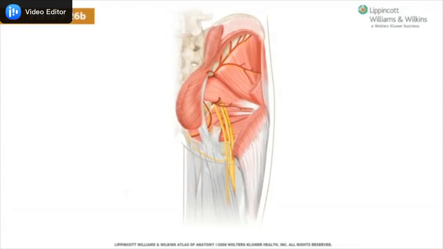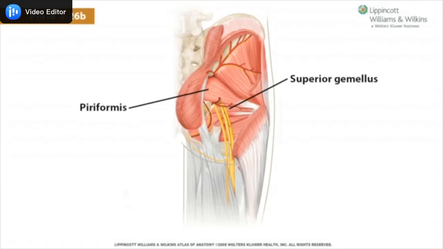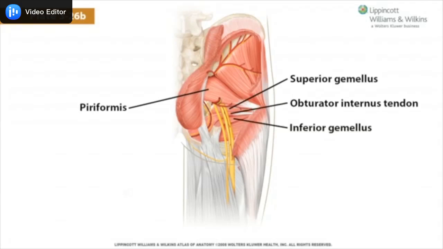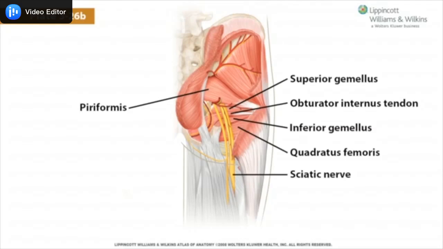Like most branches of the sacral plexus, the sciatic nerve leaves the pelvis through the greater sciatic foramen and emerges in the gluteal region deep to the gluteus maximus at the inferior edge of the piriformis. It travels inferiorly, crossing the surfaces of the superior gemellus, the obturator internus tendon, the inferior gemellus, and the quadratus femoris, and dives into the posterior compartment of the thigh. The sciatic nerve does not give off any branches in the gluteal region.